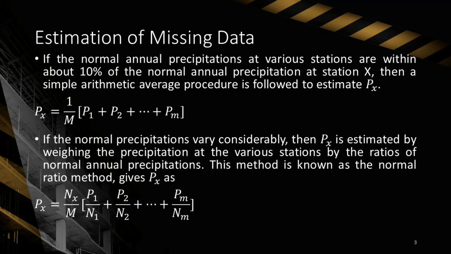For the estimation of missing data, if the normal annual precipitations at various stations are within about 10% of the normal annual precipitation at Station X, then a simple arithmetic average procedure is followed to estimate Px by using the first formula shown in the video. And if the normal precipitations vary considerably, then Px is estimated by weighing the precipitation at the various stations by the ratios of normal annual precipitations. This method is known as the normal ratio method, and in this case, we use the second formula as shown in the video.